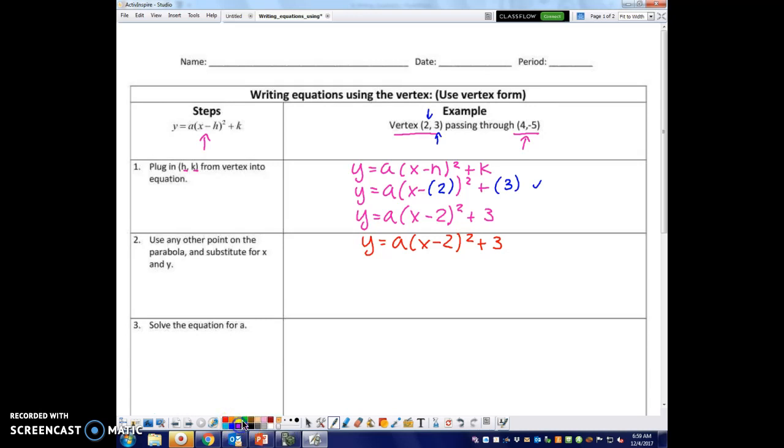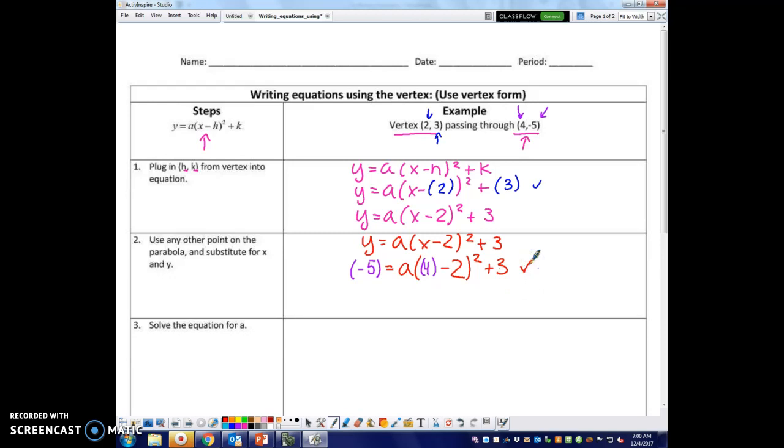What is our y coordinate? It's this negative 5. Okay, so negative 5 equals, what's our x coordinate? Our x coordinate's this 4. a(4 minus 2) squared plus 3. Okay? Give me a check mark right here if you see what we did.